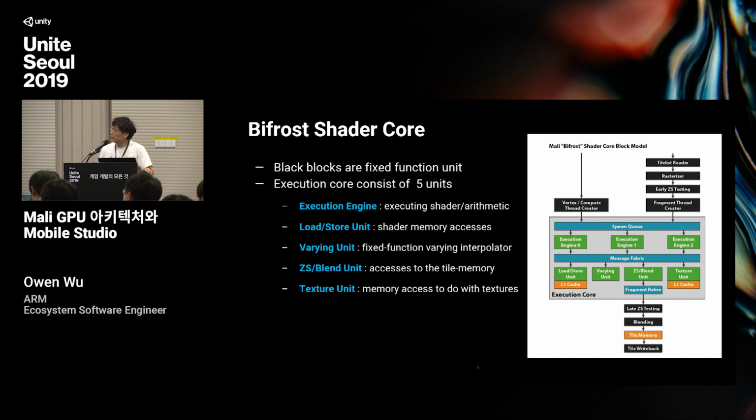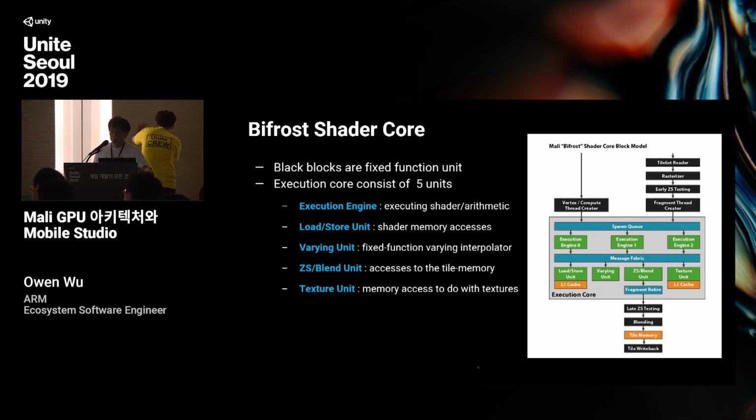And this is the block model of our shader core. In the picture, the black blocks are fixed function blocks. Every shader core contains an execution core, which consists of five units. The first one is the execution engine. The execution engine is responsible for executing shader code and has the arithmetic processing power. The execution core may contain multiple execution engines, depending on which GPU you are using.